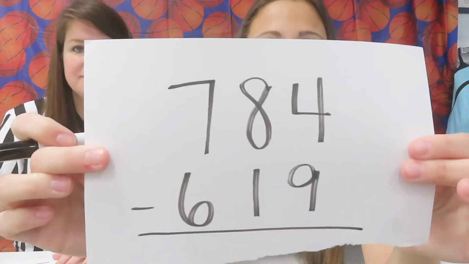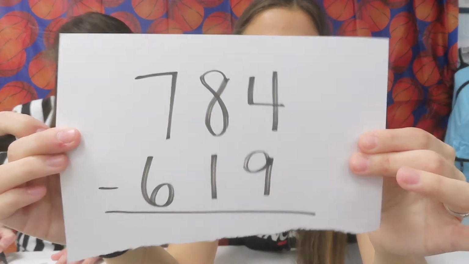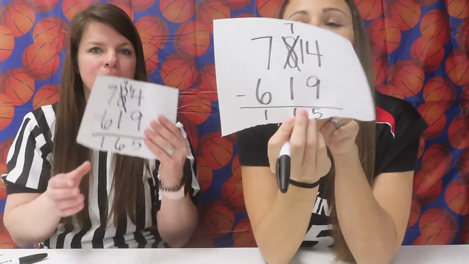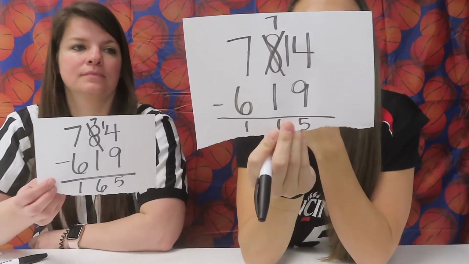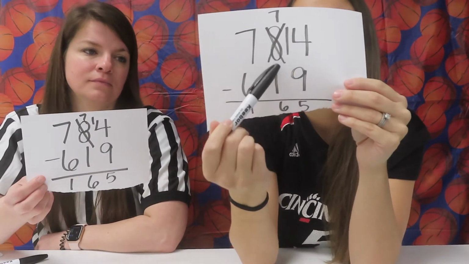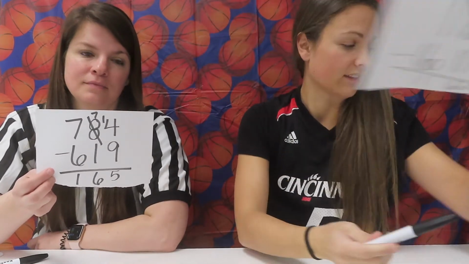Alrighty, your next problem is 784 minus 619. Pause this video and solve it. All right, we both got 165. 4 minus 9, you cannot do that. So we borrowed from the 8, made it a 7. 14 minus 9 is 5. 7 minus 1 is 6. And 7 minus 6 is 1. So 165.